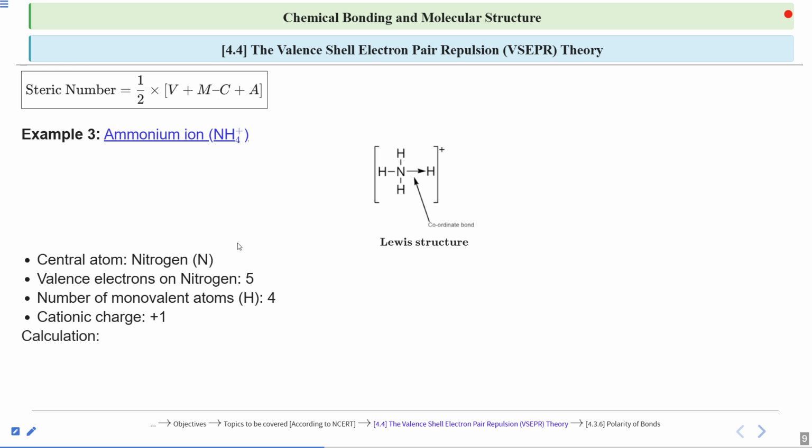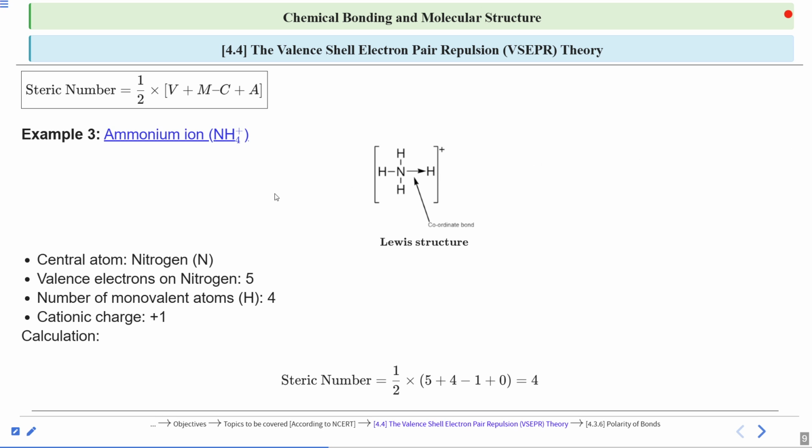If you put this value and calculate the steric number, you will get half into 5 plus 4 minus 1. Why are we doing -1? Because there is a charge of +1, and we know that cationic charges are to be subtracted. This will give you the steric number of 4. Is it clear? I hope it is clear to all of you.